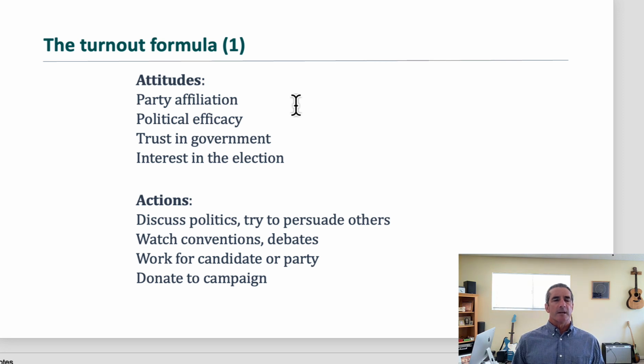People who undertake certain behaviors and actions, those behaviors and actions also likewise correlate with voter turnout. Those who are involved in politics, who talk about politics, trying to persuade others, they're voters. The people who take the time to watch the conventions and the candidate debates, who work for a party or a candidate, they're going to vote. And of course, people who bother to impart their financial resources to a campaign by donations, of course they're going to vote.